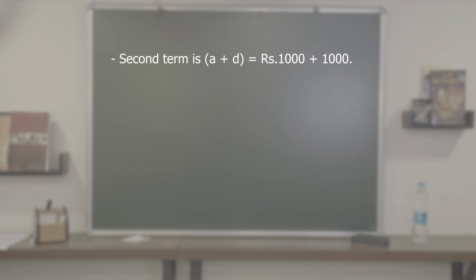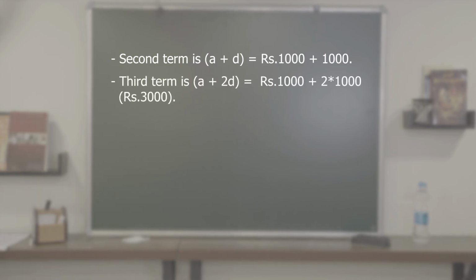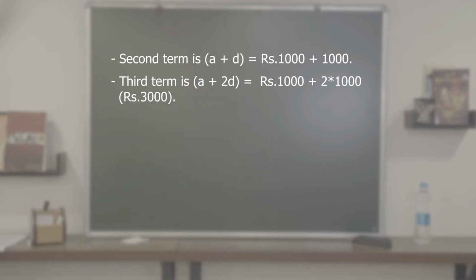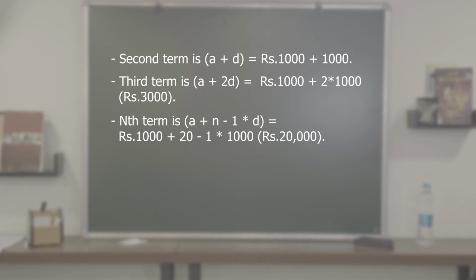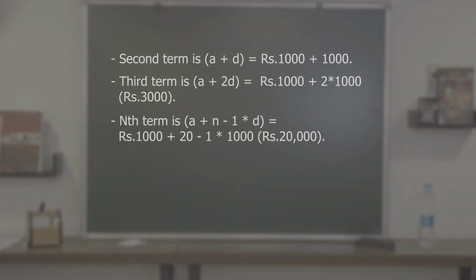Please also note, in this series, the second term is a plus d, which is 1000 rupees plus 1000 rupees. Third term is a plus 2d, which is 1000 rupees plus 2 into 1000 rupees, which is 3000 rupees, and so on. The nth term, or the last term in this, which is 20 months, is a plus n minus 1 into d, which is 1000 plus 20 minus 1, 19 into 1000 rupees, which is 20,000 rupees.